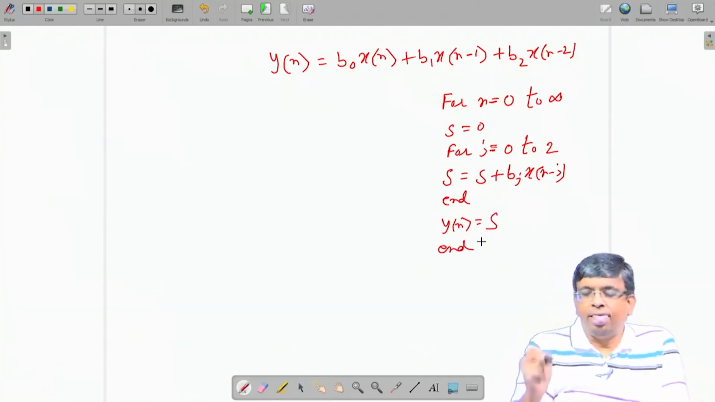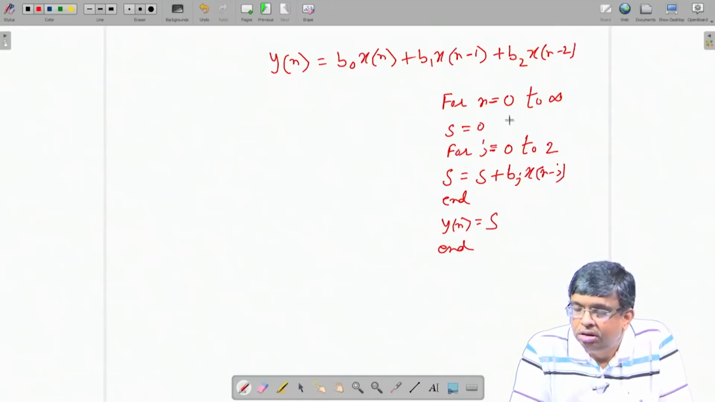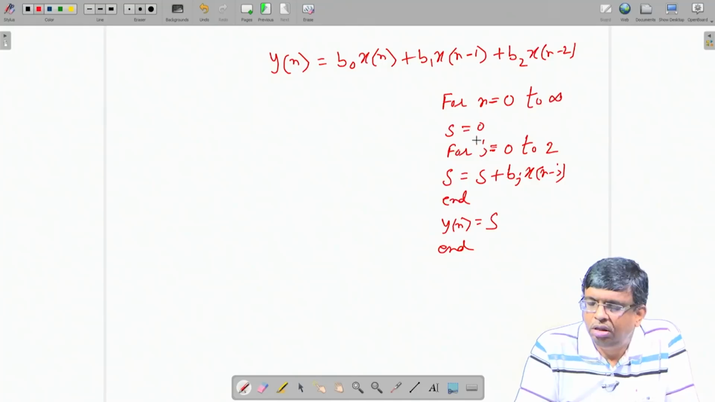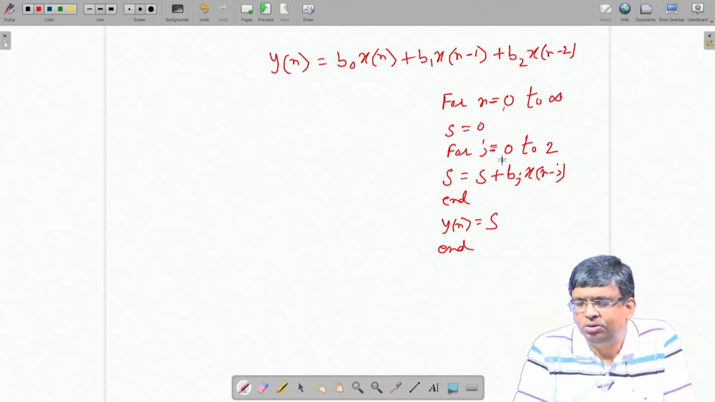We can easily verify this. Start at n equal to 0 and s is 0. So, if n is 0, what is happening? At j equal to 0, 0 minus 0. Or maybe for any general n, take any general n, s is 0.